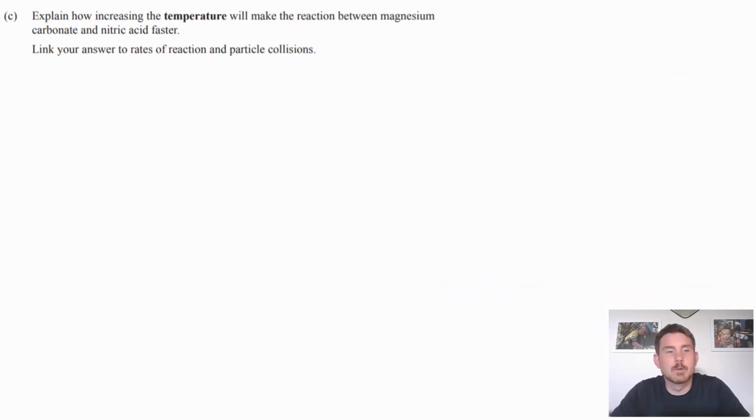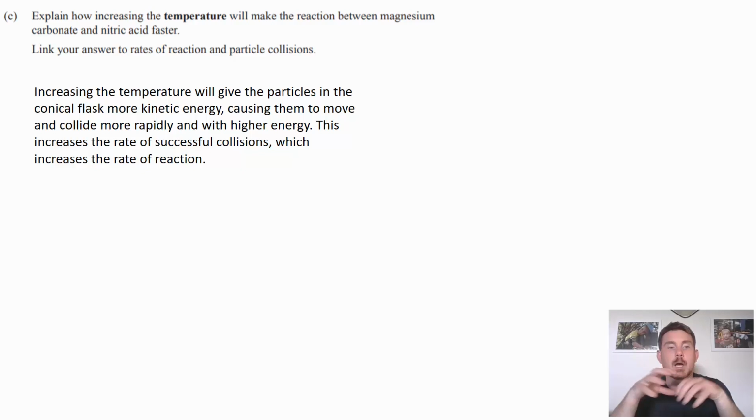Okay, on to part C. Explain how increasing the temperature will make the reaction between magnesium carbonate and nitric acid faster. So you're expected to know that increasing the temperature will increase the kinetic energy of the particles, giving them more kinetic energy, which means they will move more rapidly and collide more frequently and with higher energy. That increases the rate of successful collisions, which increases the rate of reaction. And that rather short answer should be at an excellence level.